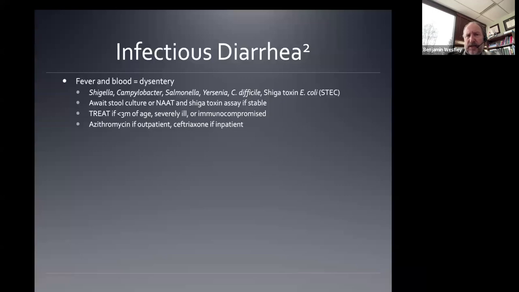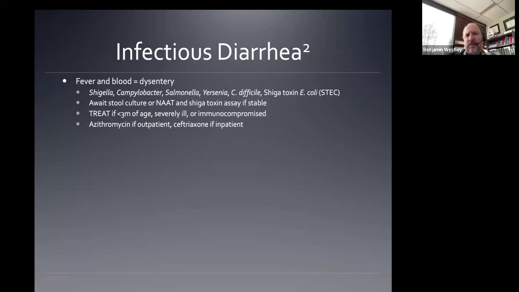Community-acquired causes of this, there's quite a lot: Salmonella, Campylobacter, Shigella. I saw a patient I thought might have Salmonella today. Rarely C. diff can cause dysentery. And then Shiga toxin E. coli. How do we diagnose this?